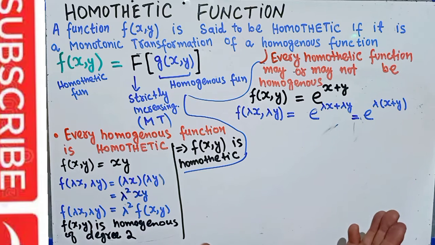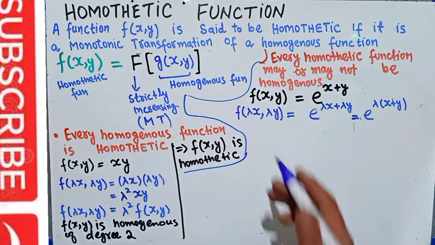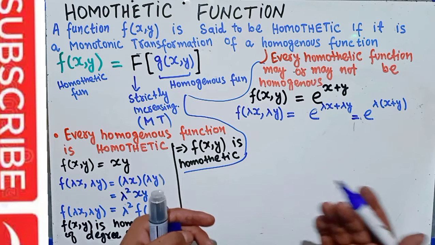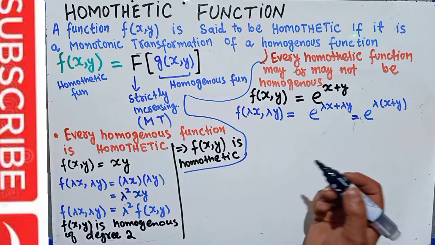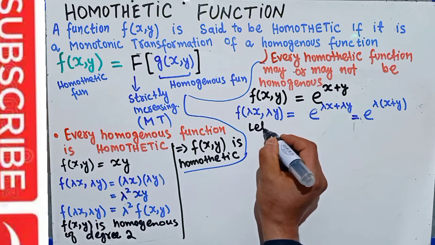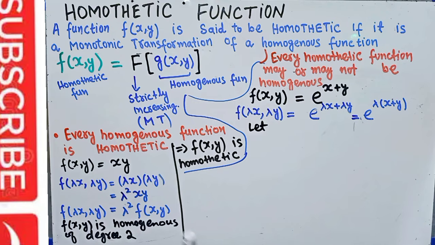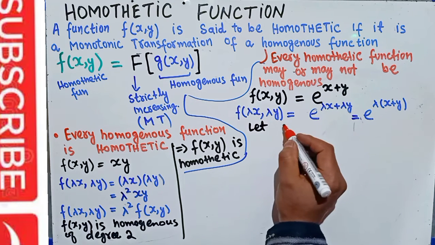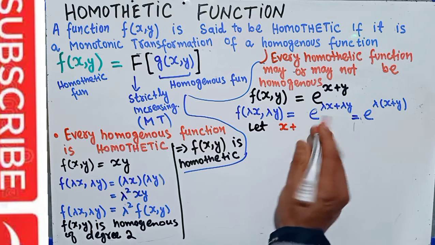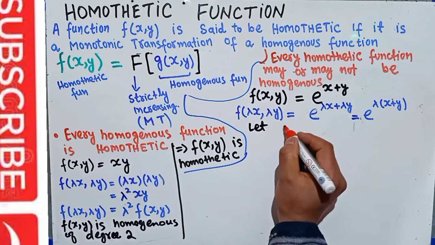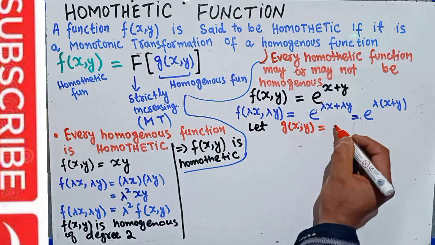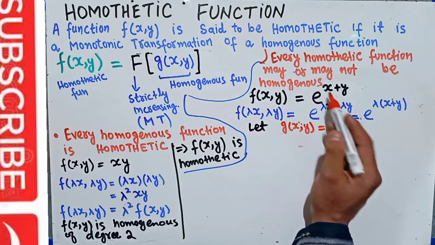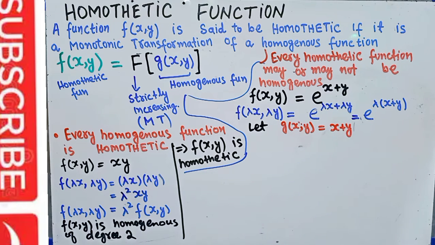Okay, so what is the problem if it is not homogeneous? Can this function still be a homothetic function? Yes, we can see. We have to check that very thing. For that, let us suppose, and let me write it here, let us say g of x comma y is equal to x plus y. So in place of x plus y, I am writing it as a function g of xy.